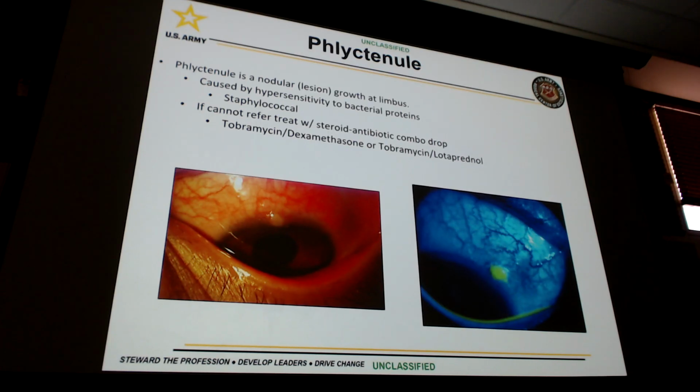Okay, next is a phlyctenule. These are not super common. This is a staph hypersensitivity. Okay, and you'll get this little lesion right at the limbus. Okay, the limbus is where the cornea and sclera come to meet. So staph hypersensitivity there is called a phlyctenule. And that's really all I want you to know about that.